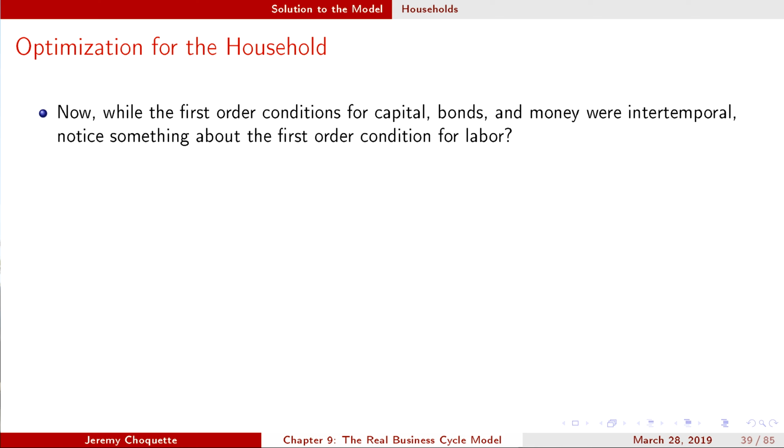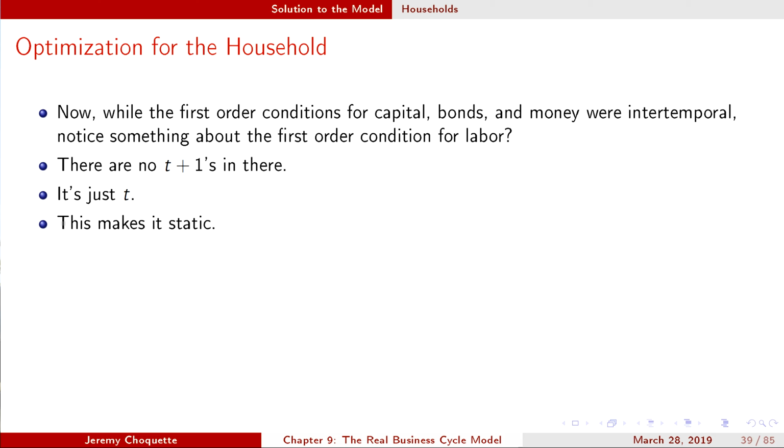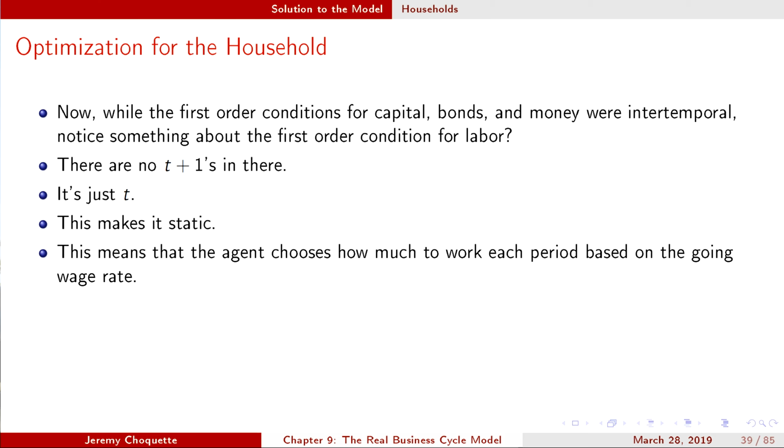Now, we can go a little bit further into that later, I guess. So while the first order conditions for capital, bonds, and money were intertemporal, there is something interesting about the first order condition for labor. There's no T+1 in there. It's just T, right? There's no intertemporal link whatsoever, which means every single period the agent chooses how much to work based on what the going wage rate is.